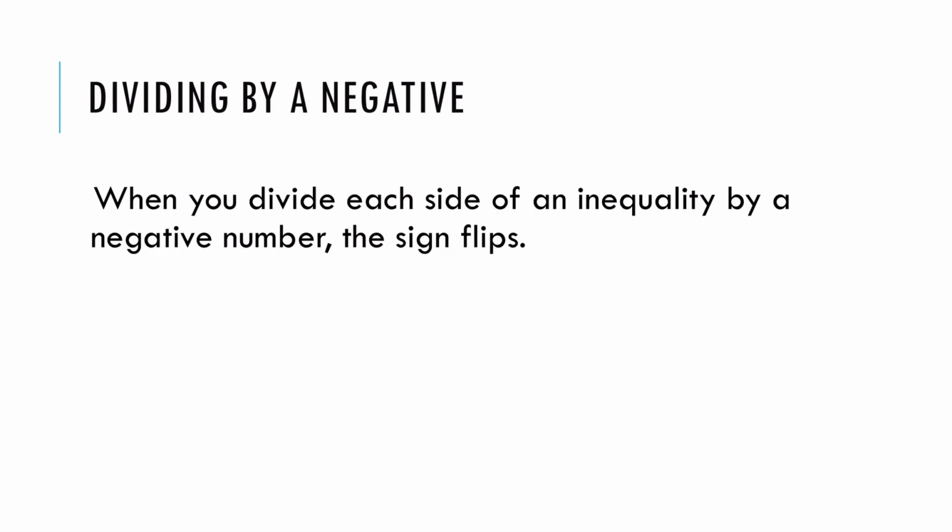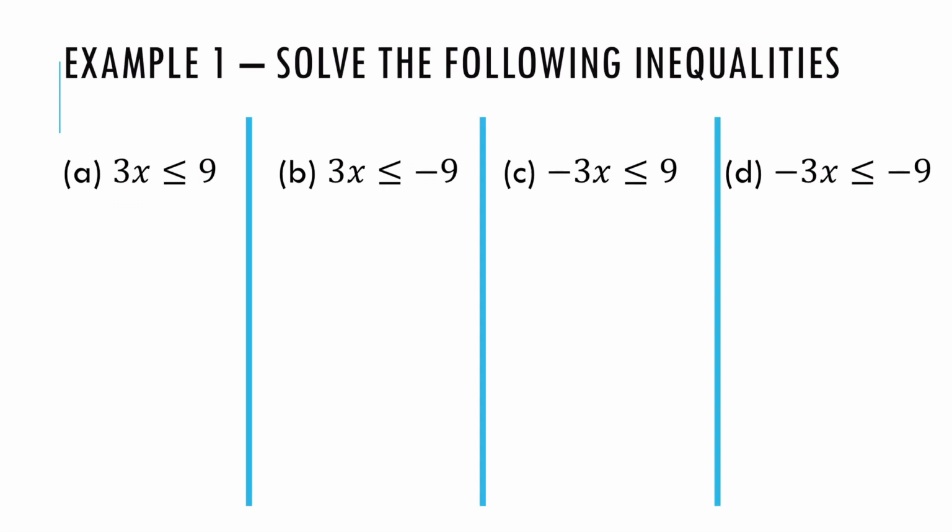So we're going to look at the main difference between solving equations and solving inequalities, and that's what happens when you divide by a negative. When you divide throughout an inequality by a negative number, the sign flips. So if it was a less than, it becomes a greater than. If it was a greater than or equal to, it becomes a less than or equal to. And we're going to look at a few examples of this.